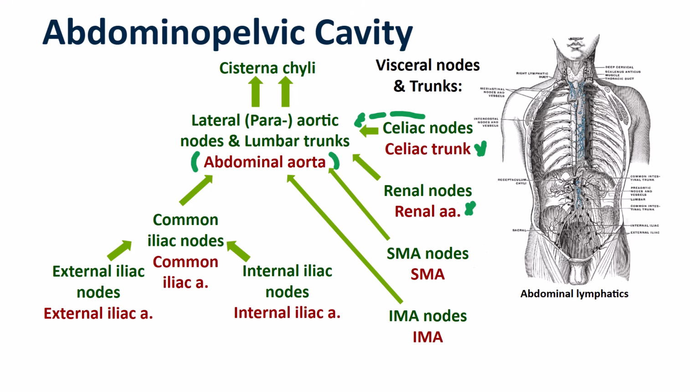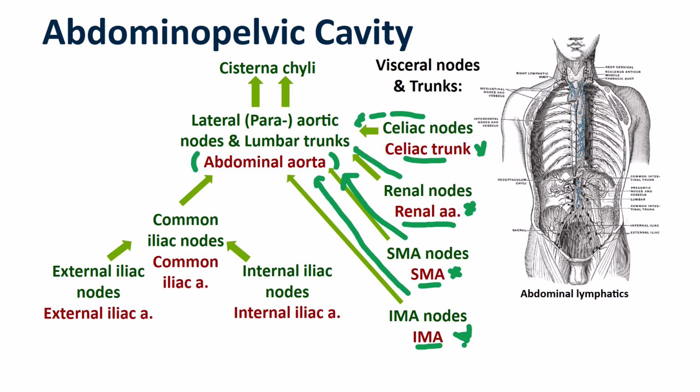Then we have the renal arteries, and there are renal nodes. These are paired, left and right. Then we have the superior mesenteric artery, and going along with that are the SMA nodes. Then we have the inferior mesenteric artery, and along with that are the IMA nodes. So, celiac trunk, SMA, IMA, all of the major anterior branches, as well as the renal arteries, which are major lateral branches, all with their own sets of nodes named for the arteries, all feeding into those lateral or para-aortic nodes in the lumbar trunks.